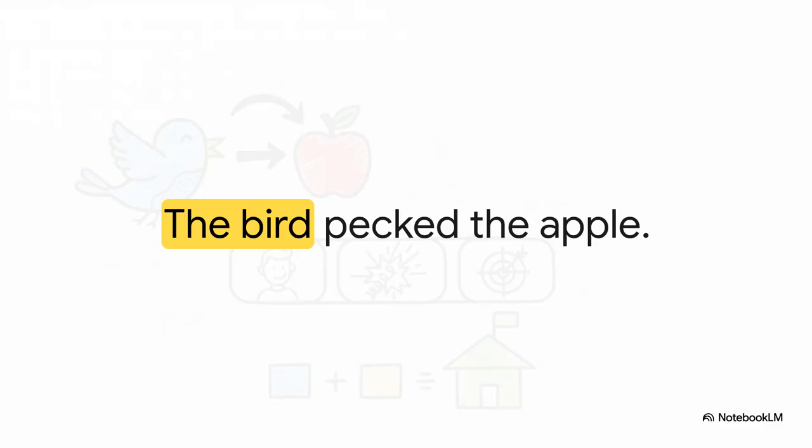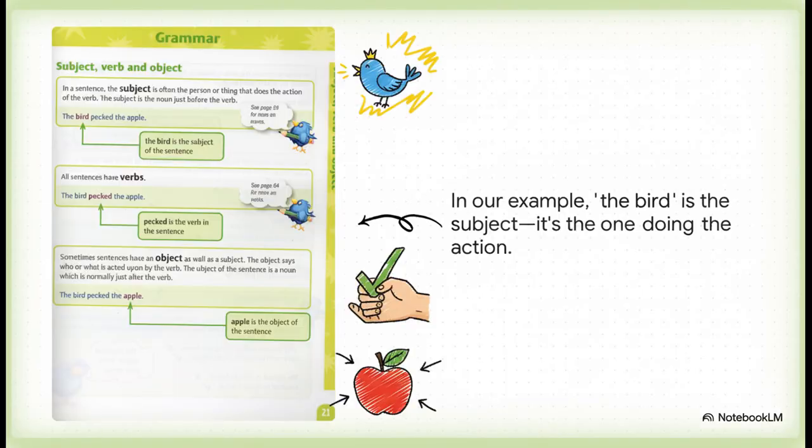Okay, let's take a look at our example sentence. The bird pecked the apple. Now, if we ask that question, who did the pecking, the answer is super clear, right? It's the bird. And there you have it. That's our subject. And right here, you can see it laid out perfectly. The diagram points it out for us, confirming that the bird is our subject. It's the one performing the action. This is always step one.